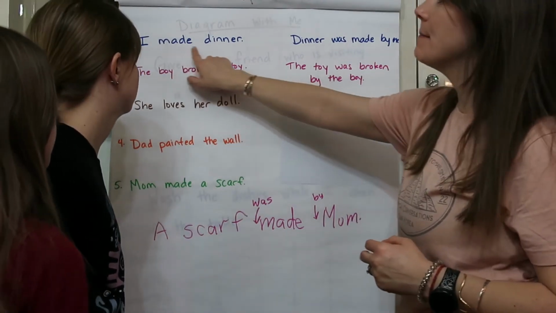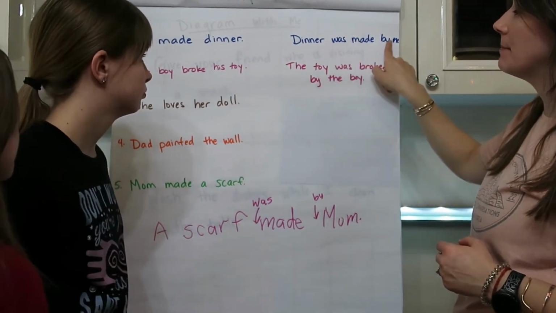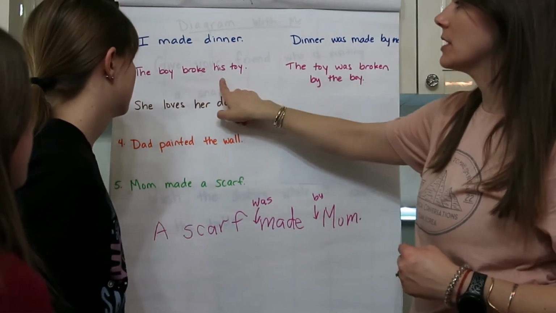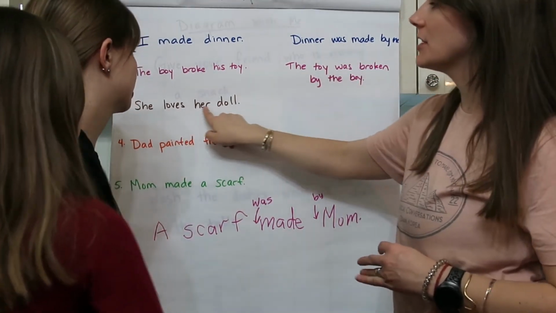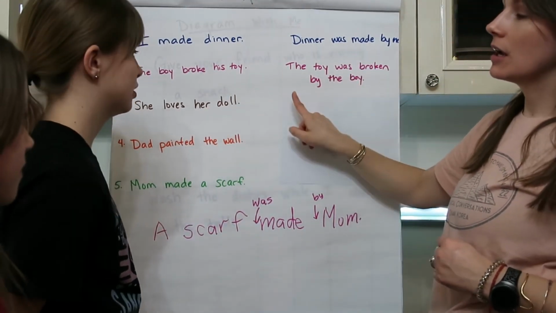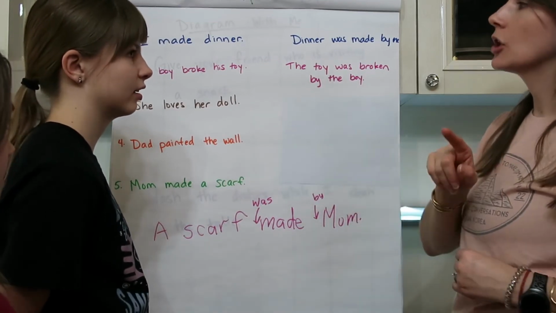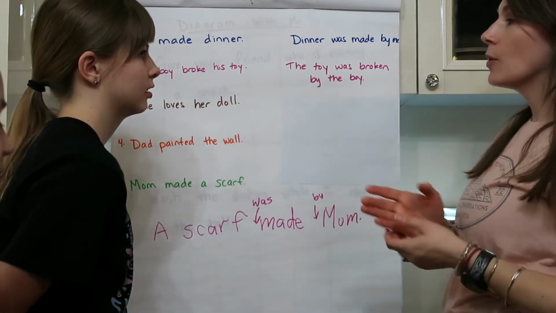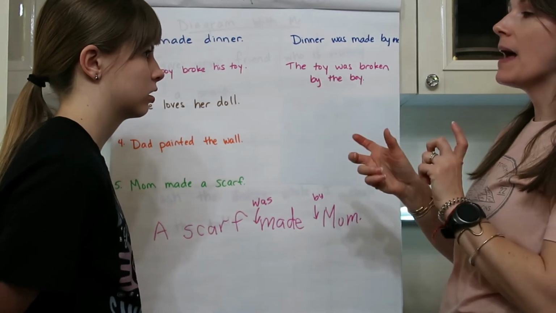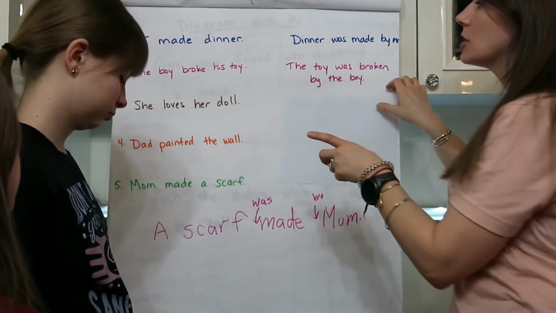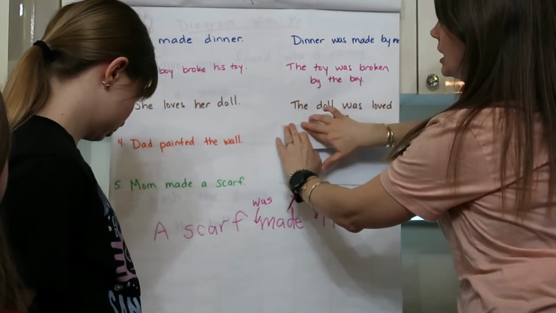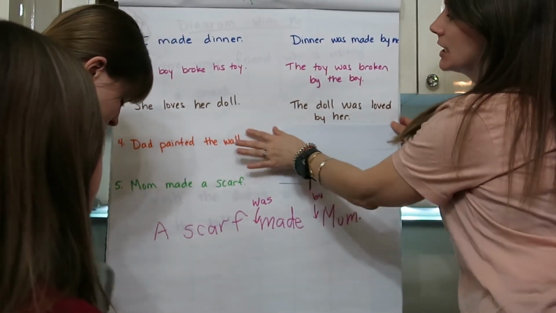Let's look at the first one. I made dinner. Dinner was made by me. The boy broke his toy. The toy was broken by the boy. She loves her doll. The doll was loved by her. Good. The way you said it at first was still active voice. It just took a part of the sentence and put it in the front. So the doll was loved by her. Very good.